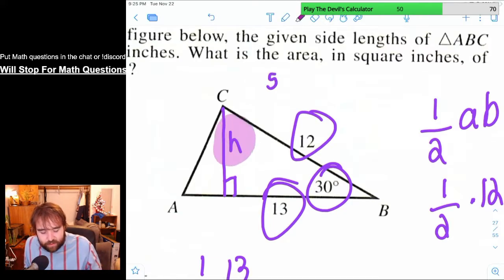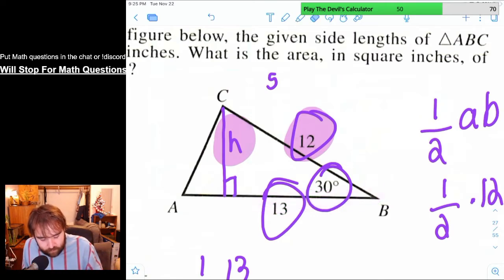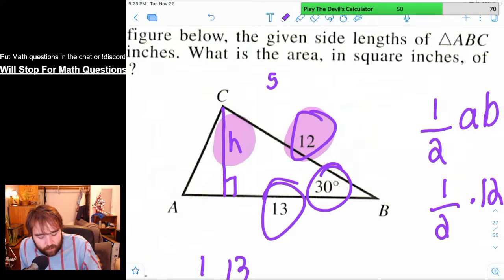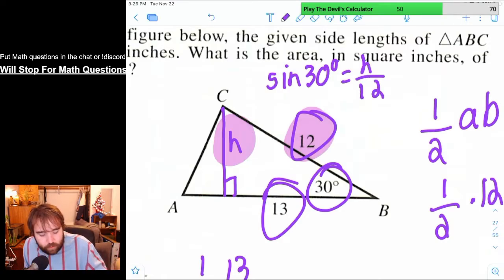Well, we want the opposite side. We know the hypotenuse. We don't actually know the adjacent, right? Because the whole thing is 13. We don't exactly know how long that part is. So we're going to have to use the hypotenuse and the opposite side. So what's hypotenuse and opposite? Well, that's sine. So we'll say that the sine of 30 degrees is the opposite over hypotenuse, h over 12.